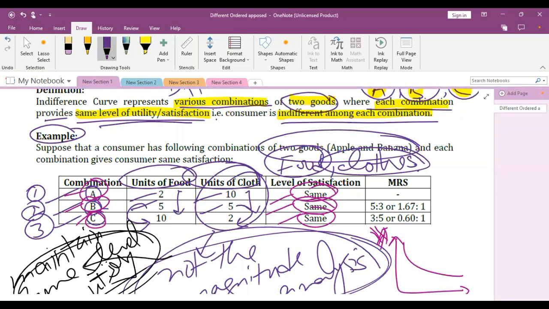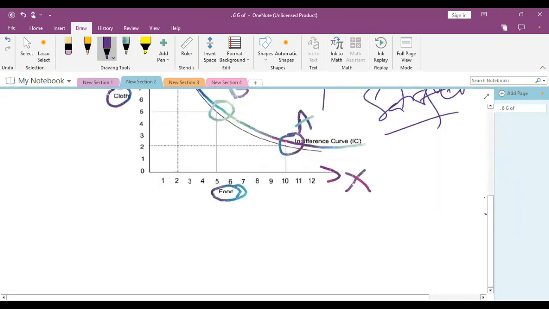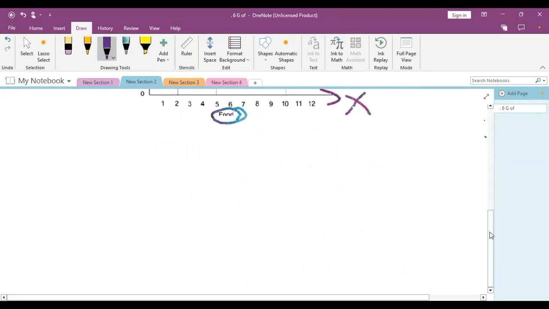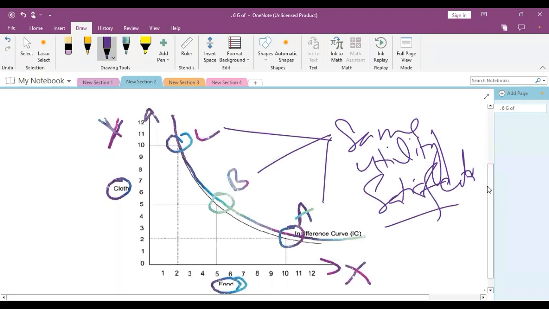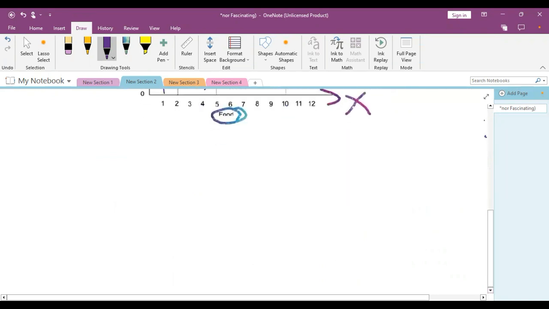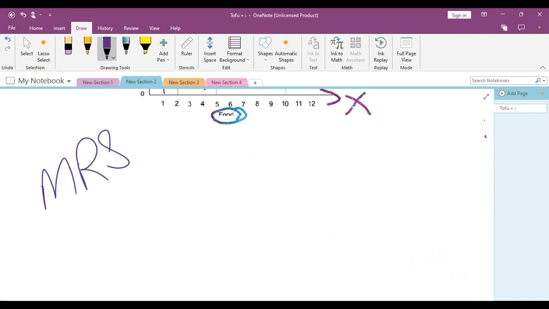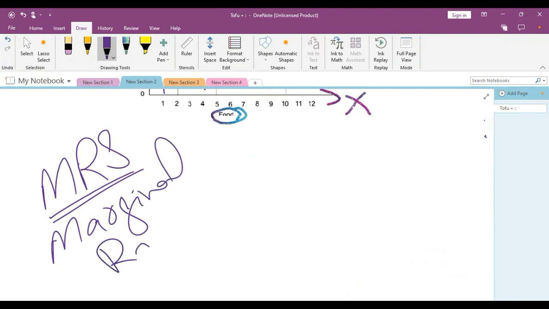And the ratio between the change in the units of x as compared to y. This ratio is known as MRS. What is this? Marginal rate of substitution.